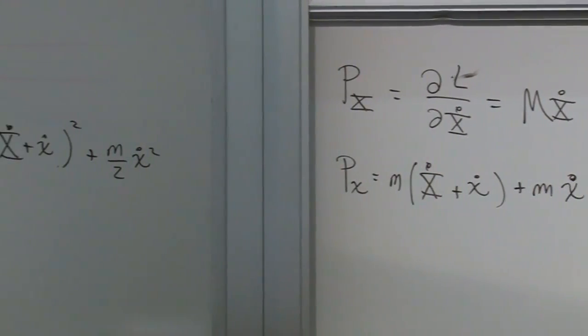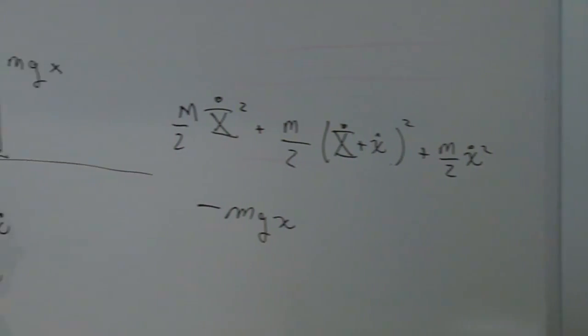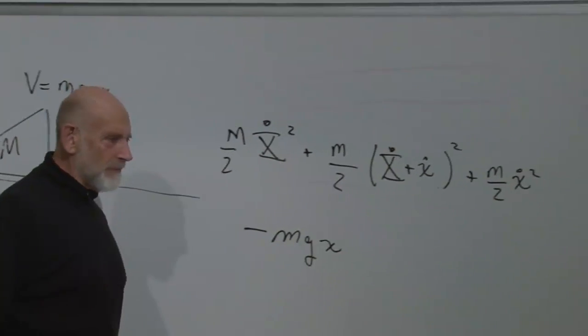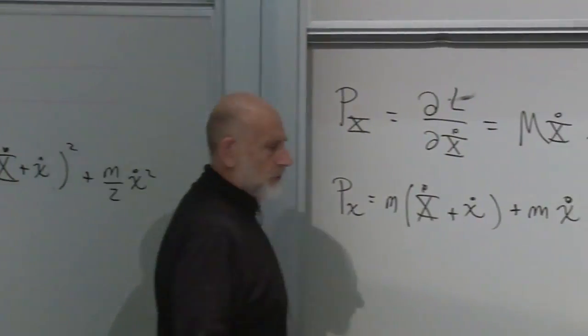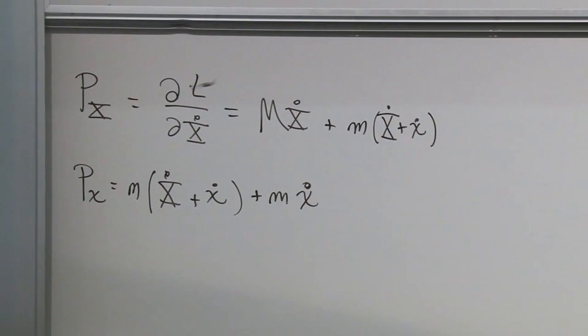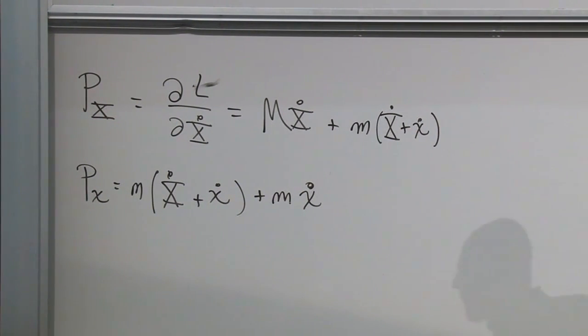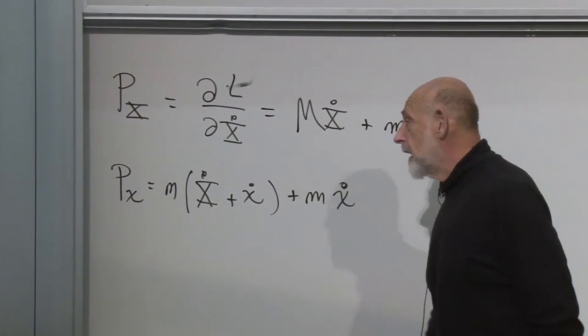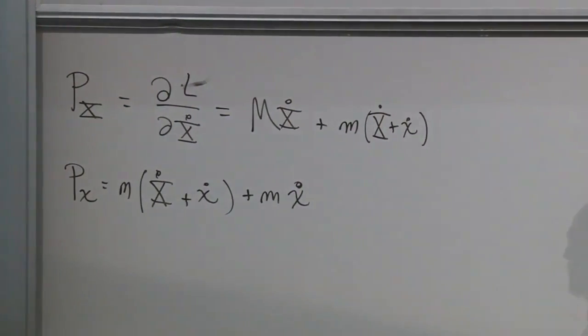Now, this may surprise you. You might have thought that momentum is just good old momentum, m v. That is not the definition of momentum that we use in the abstract mathematical system that's called classical mechanics. So these are the definitions of momentum.